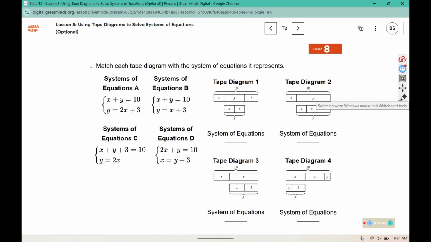Match each tape diagram with the system of equations it represents. So here I have x plus y plus 3 is 10, and the other one is 2x equals y. That is C. This one is x plus y is 10, and 2x plus 3 is equal to y. That is system A.